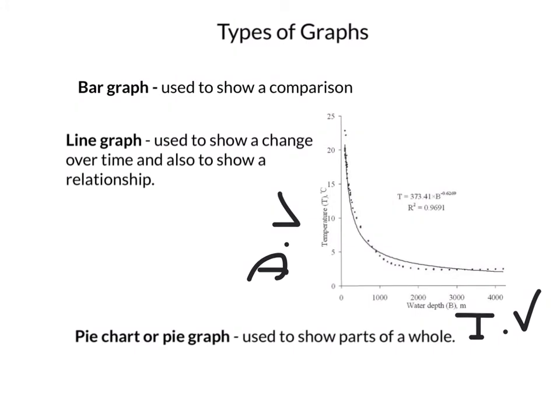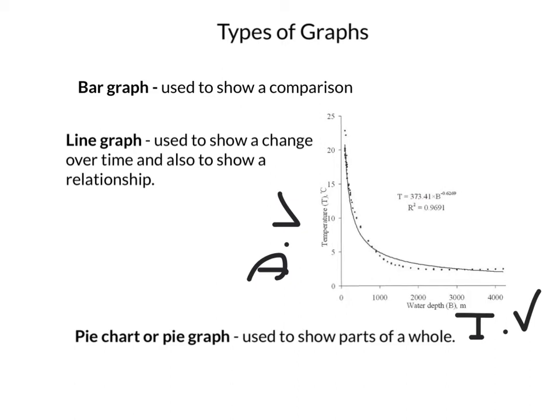So by looking at this graph, I can see that as the water depth increases, the temperature decreases. So I can see that relationship. The deeper you go, the colder it gets, right? That is a clear relationship between water depth and temperature. So sometimes you want to show that relationship. So again, you would use a line graph to do that.